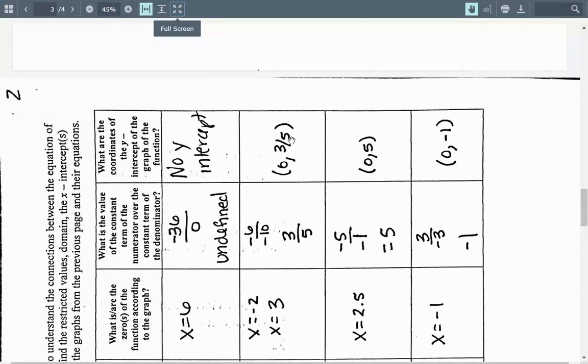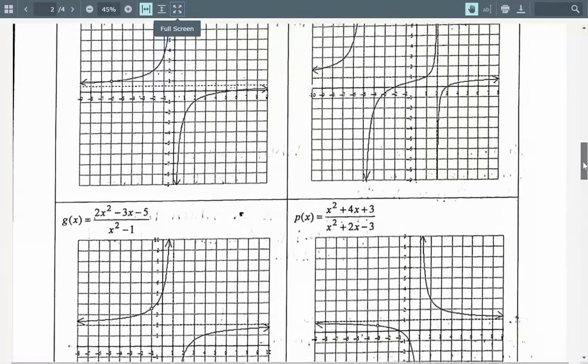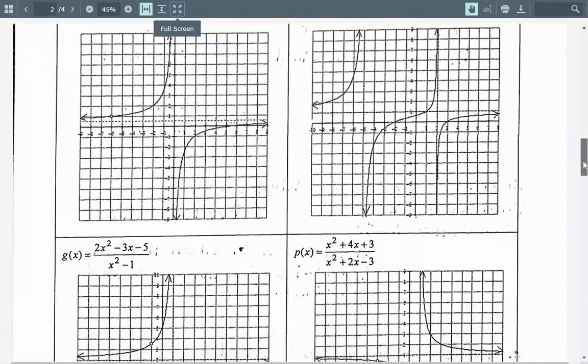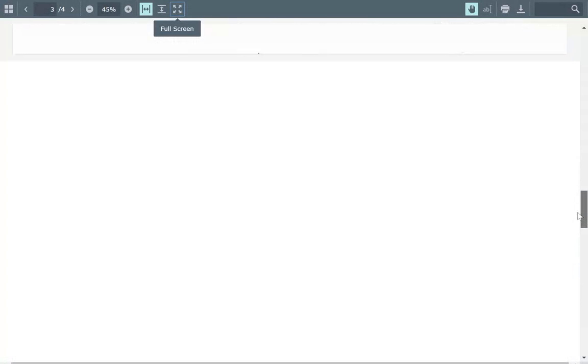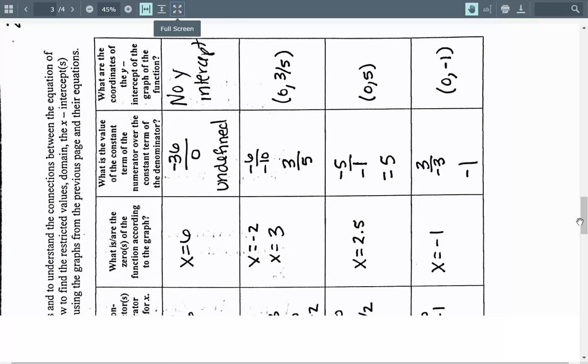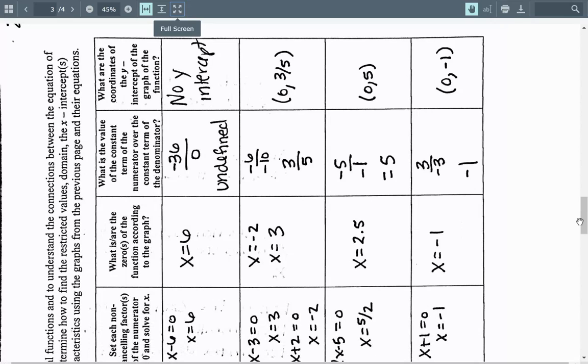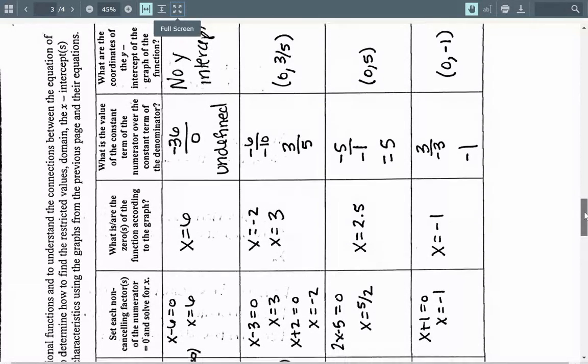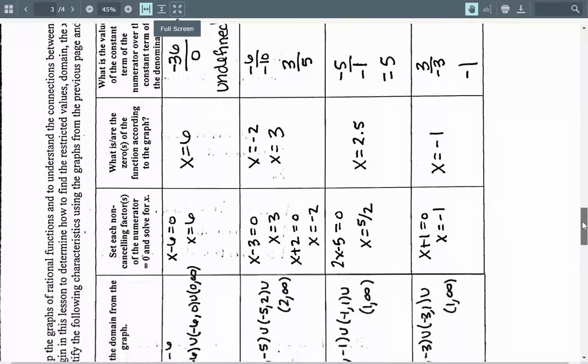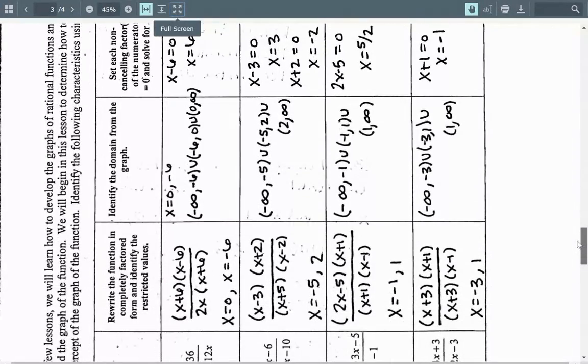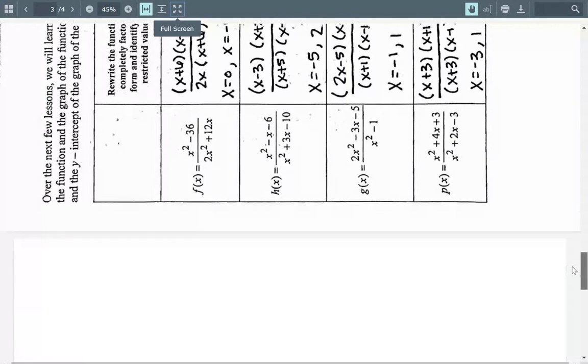In the others, we can find the y-intercept by taking the constant term of the numerator divided by the constant term of the denominator. And remember, you can always go back and verify these facts by simply looking at your graphs. If you want, I am including the key in today's folder, so you'll be able to go back and look at this a little bit better. I apologize that it's sideways. It works better when we're doing this together in class.